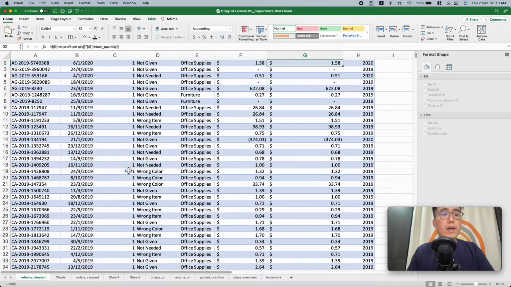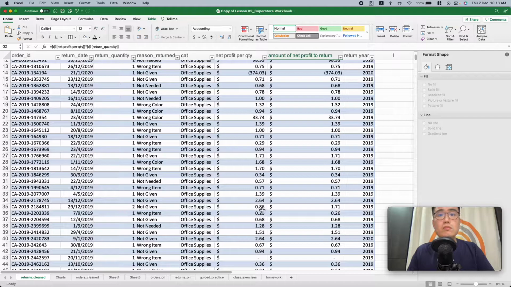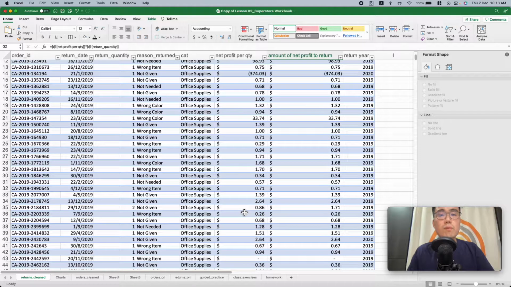The reason being, there are some orders that return 2. So for this instance, net profit per quantity is 86 cents, and they are returning 2 orders, 2 units or 2 items, which I then multiplied by 2. I get this, and it's in year 2019, so it's relevant.